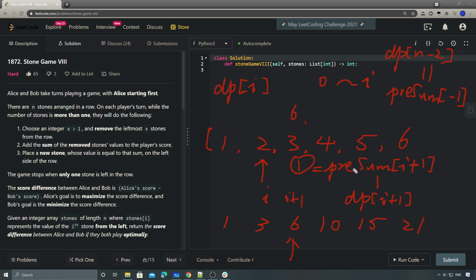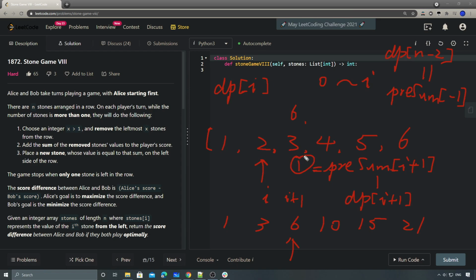So which means that if we take the two numbers, 2 and 3 here, the next turn is the next person. So the next person will also play optimally, which is this dp I plus 1, because the next person now is at this I plus 1 position because we have a 6 added back here, right? So that's the first scenario here, right?